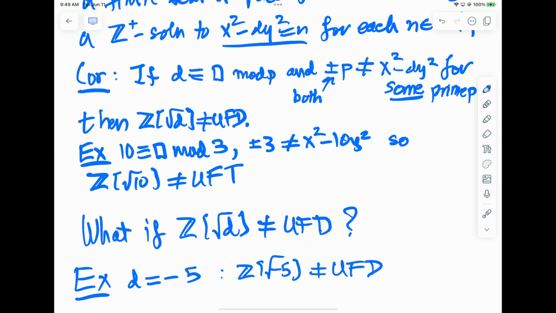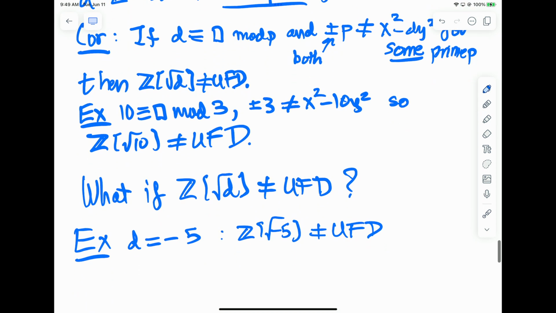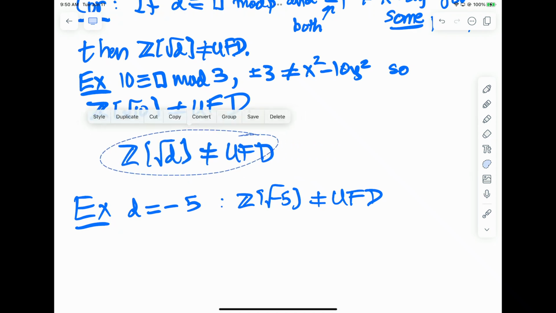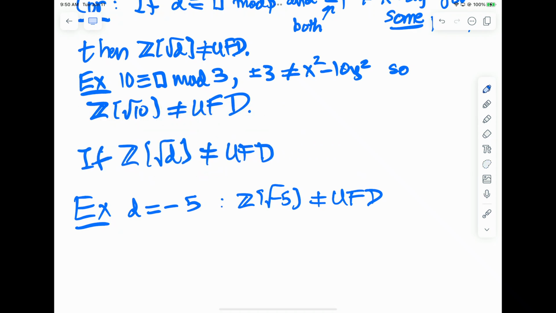It's always intriguing when you can show a property fails without checking the property. I have not given you a counterexample to unique factorization in Z[√10]. I've instead shown you that Z[√10] does not satisfy a property that all Z[√d] with unique factorization satisfy. That's a curious way to show something doesn't have unique factorization. Now, what if Z[√d] does not have unique factorization? Is there such a p?